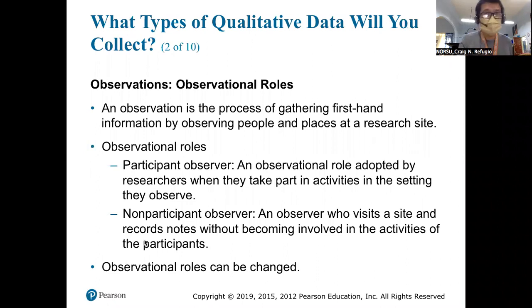So we have observations. So, observational roles. Could you read that one?